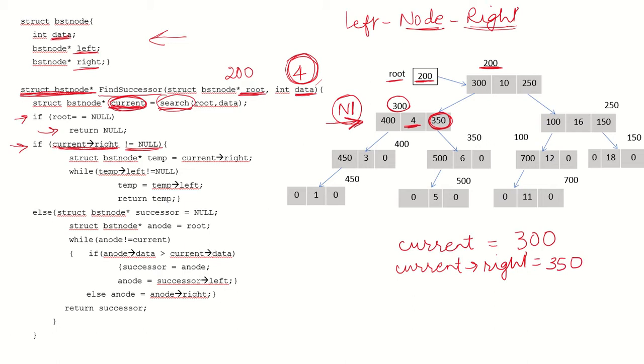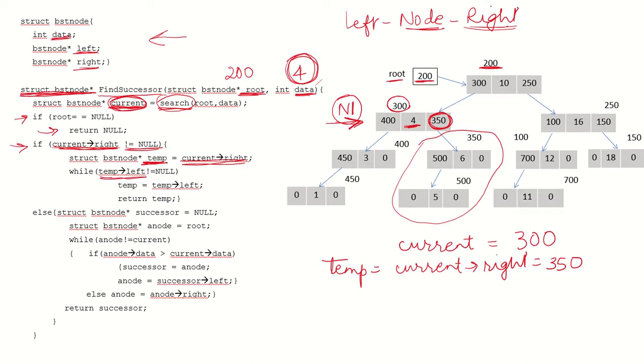So if current arrow right is not null, we will declare another variable temp, in which we will store the value of current arrow right. Now we will have to find the leftmost node in the right subtree. So for doing that, we will keep on traversing left.